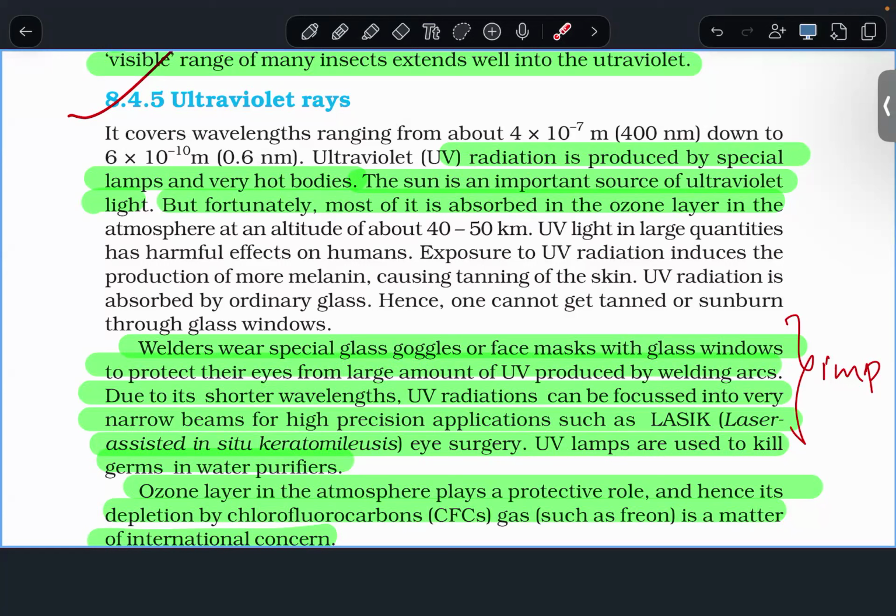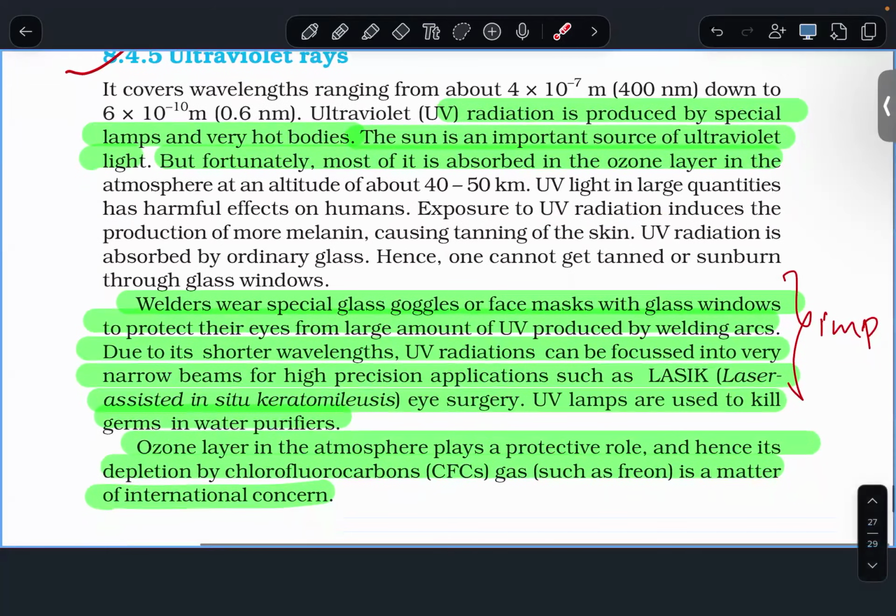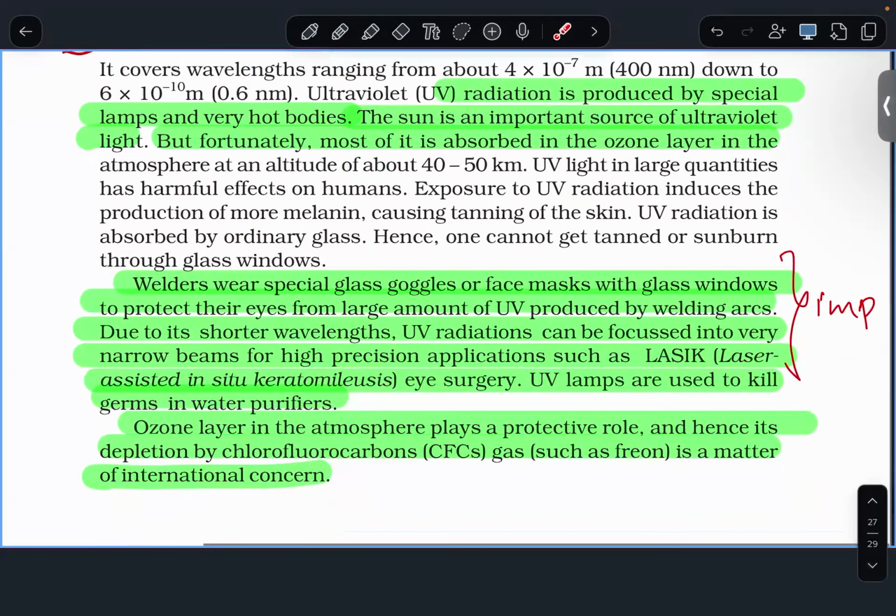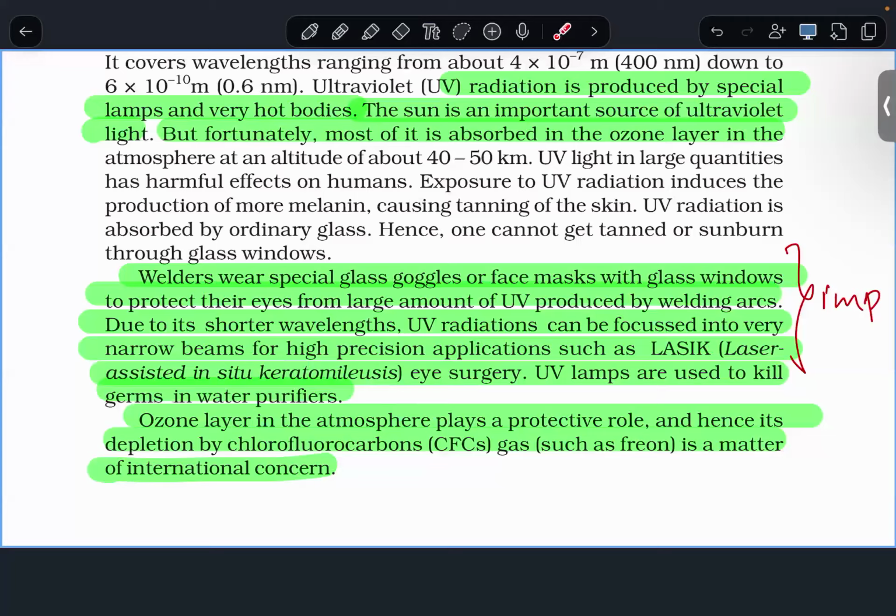Exposure to UV radiation induces the production of more melanin, causing tanning of the skin. UV radiation is absorbed by ordinary glass, so one cannot tan or sunburn through glass windows. So welders wear special glasses or face masks with glass windows to protect their eyes from large amounts of UV. That you already know.